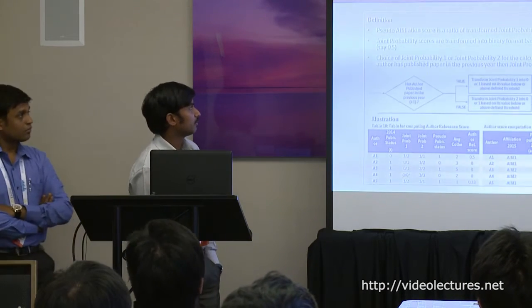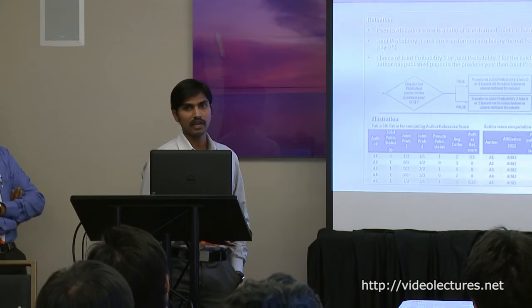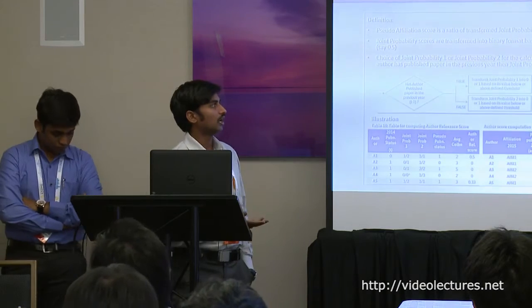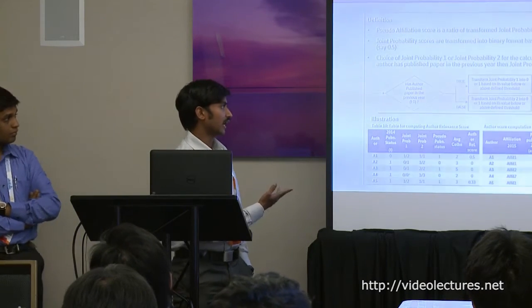Next we move on to the pseudo publication score. The pseudo publication score is trying to resemble the actual publication score which we are trying to compute. Since we have the joint probability scores as well as the probability scores, the flow chart depicts what we are trying to do.